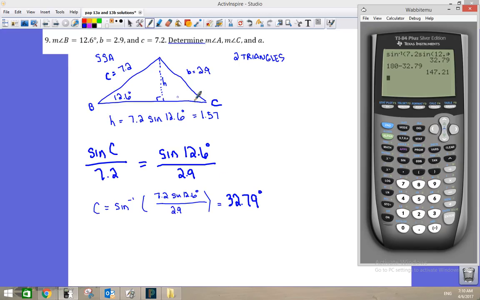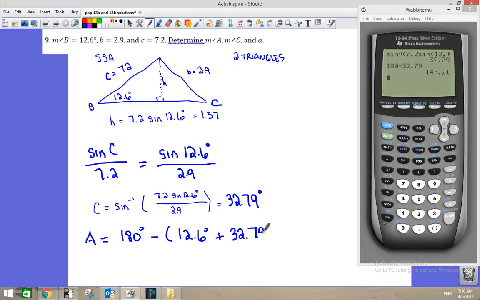All right, so now I have two of the three angles. So the third angle can be found by knowing that these three angles have to add up to 180. I think they refer to that as the triangle angle sum theorem from geometry. That gives 134.61.